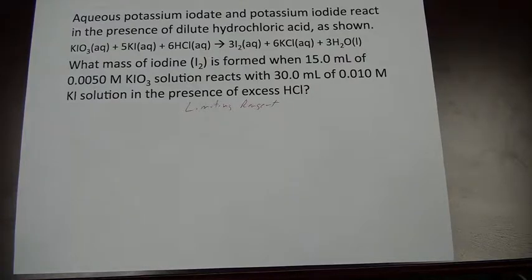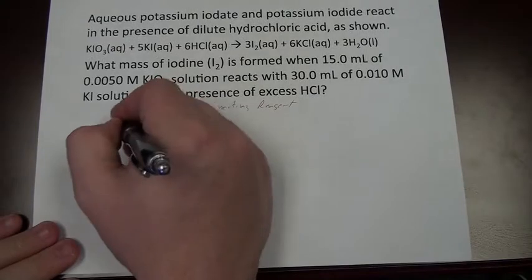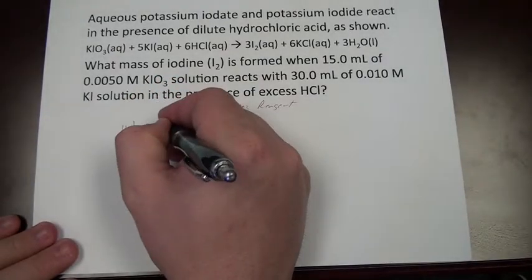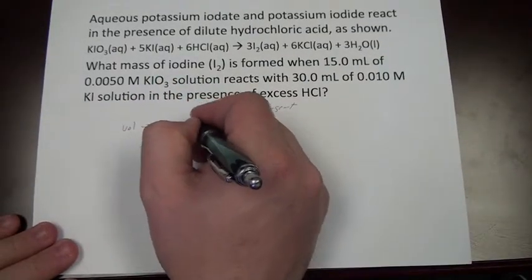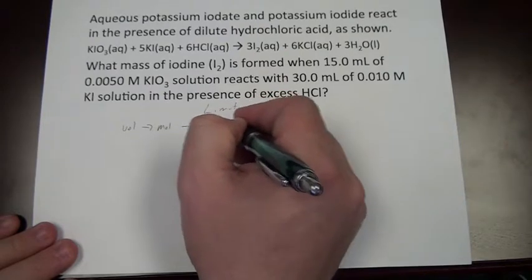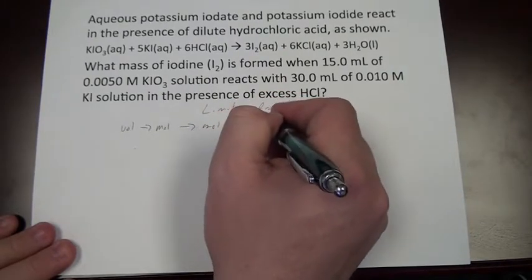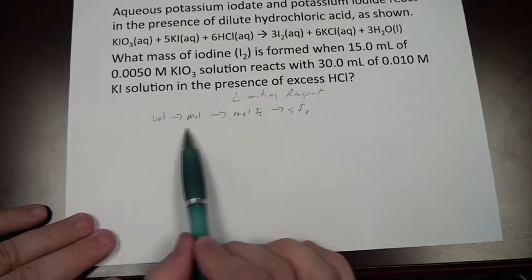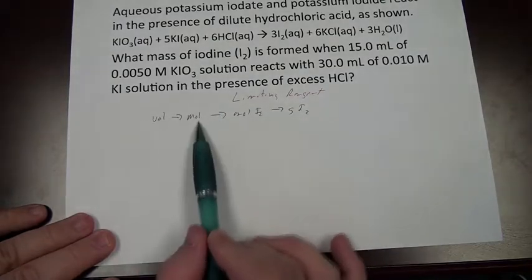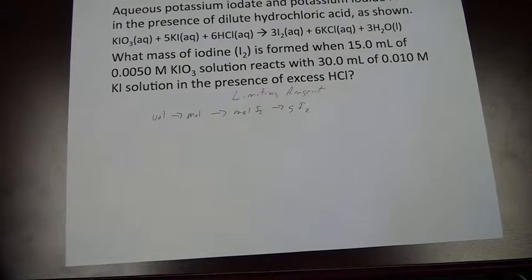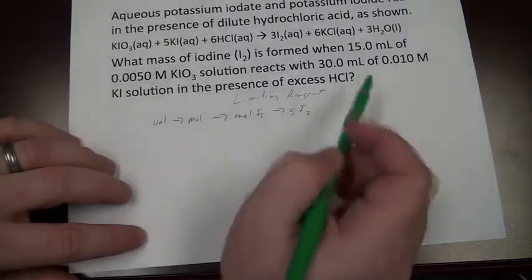So let's start with, we're going to follow the same general procedure we did last time. We're going to go from volume to moles, to moles of I2, to grams of I2. The only difference is what we start with here. We're going to do this twice, one for each reactant. So let's start with this first one.